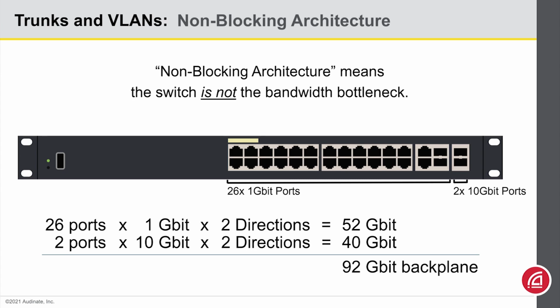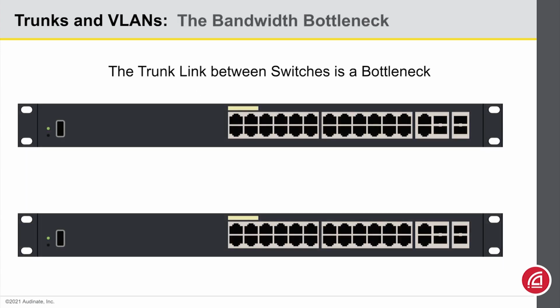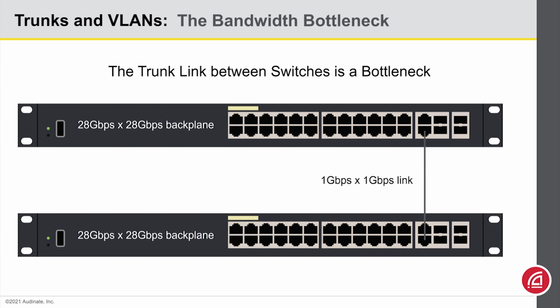Now, let's talk about where bandwidth bottlenecks can occur. Let's suppose these 2 switches have 1 gigabit ports all the way through. That means each one can manage 28 gigabits per second in and out. When I connect them with a trunk line, that trunk line is only 1 gigabit per second in each direction. So why does this matter?